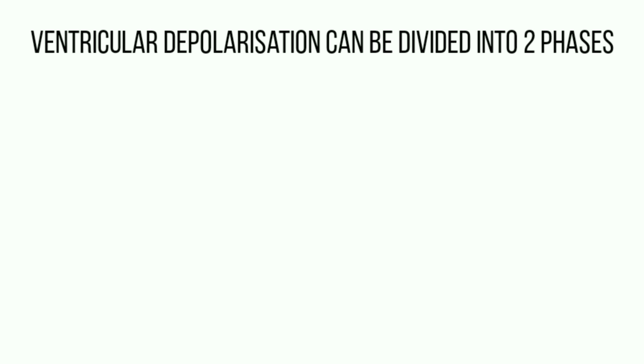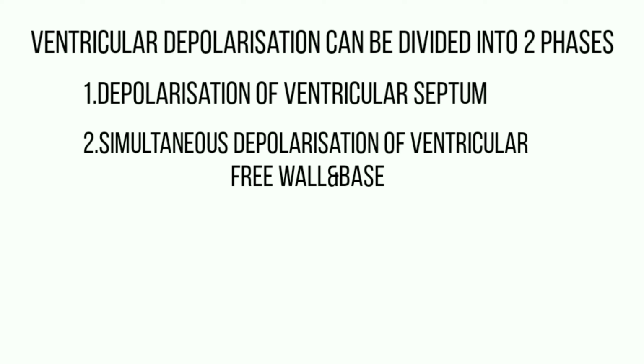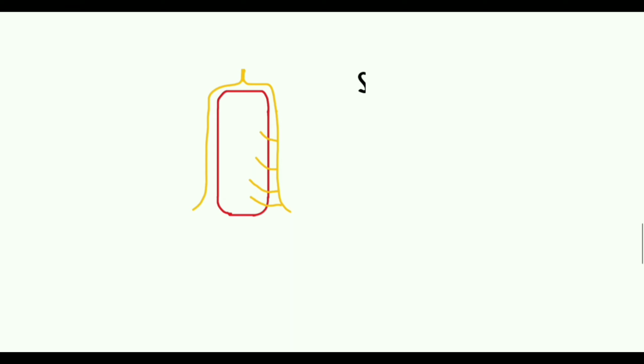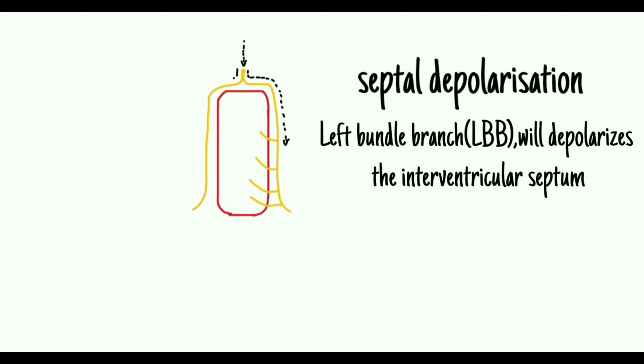Now ventricular depolarization can be divided into two phases. First, depolarization of the ventricular septum, and second, simultaneous depolarization of the right and left ventricles. Now let's talk about septal depolarization. The depolarizing current from the AV node will move to the bundle of His and its branches. These bundle branches are the ones which depolarize the interventricular septum. Especially the left bundle branch, because its sub-branches supply the interventricular septum, but the right bundle branch doesn't stimulate the septum.